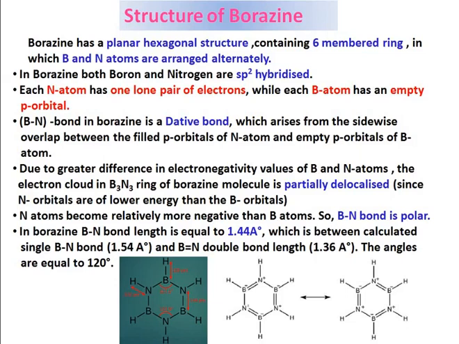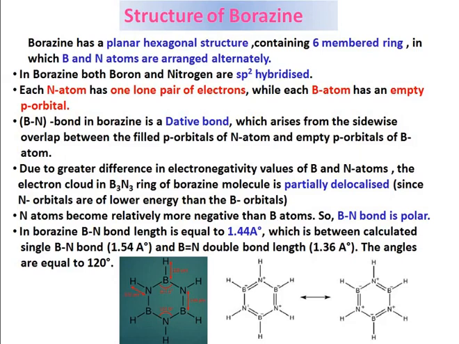The sidewise overlap between the filled p orbitals of nitrogen atoms and the empty p orbitals of boron atoms forms the boron-nitrogen bond. And due to the difference between the electronegativity of boron atoms and nitrogen atoms, all the boron-nitrogen bonds are polar bonds. That means the electron cloud in the B3N3 ring is partially delocalized.